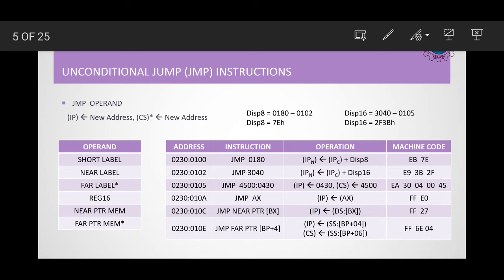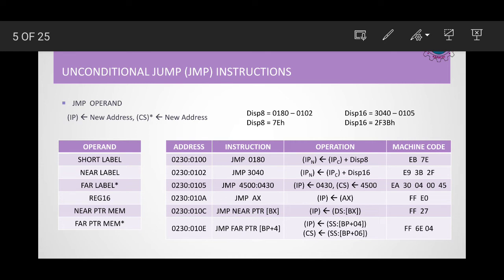Now we have to discuss JMP AX. JMP AX is written at offset 10A within the code segment. The machine code is FFE0. When this jump instruction is executed, the new value for IP will be loaded from the AX register and the jump will occur. Now the second last jump, near pointer within square brackets, BX. The new value for IP is to be loaded from memory present at offset address BX within the data segment. The machine code is given. FF27 is the machine code for this jump.